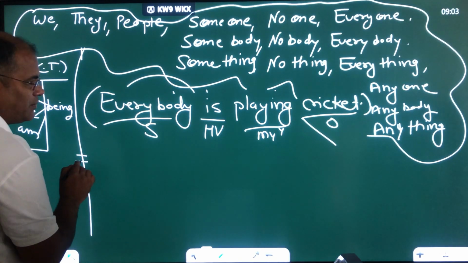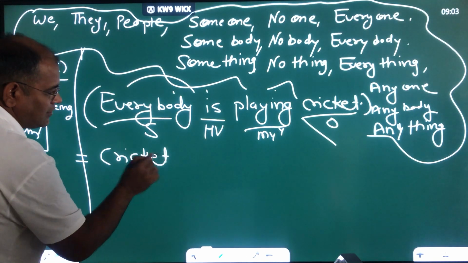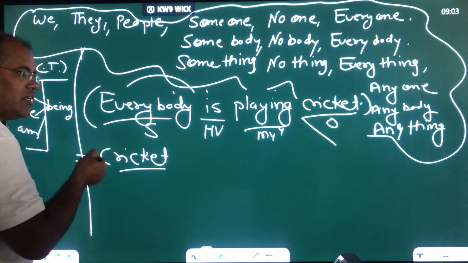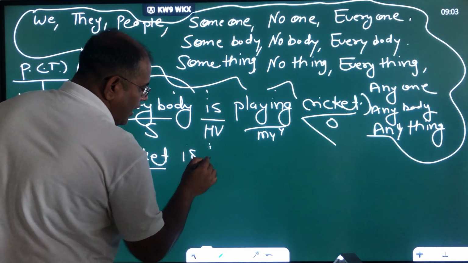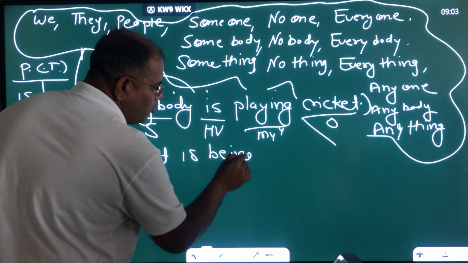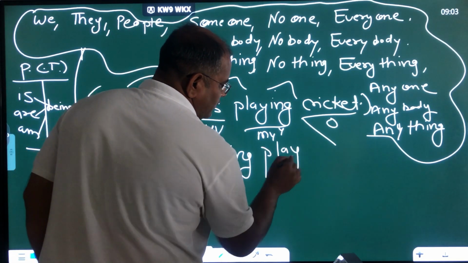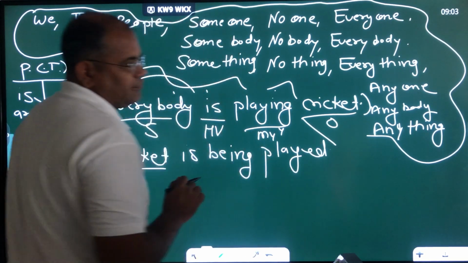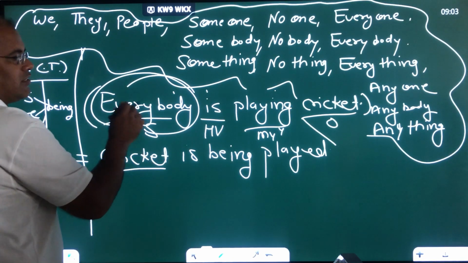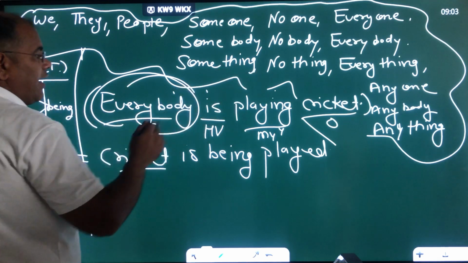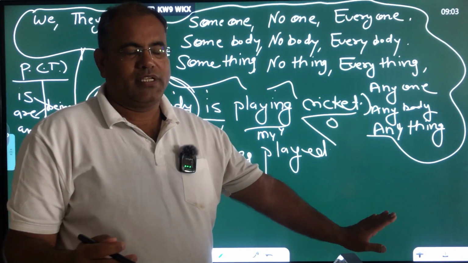First of all, we require the subject, that means cricket. Cricket will be used here as a subject. Cricket is a singular subject, so we have to use is being. Then we have to use MV's third form. Playing now becomes played. And the sentence will be over. Why? Because we are using everybody, which is the unimportant subject, and an unimportant subject will not be used after the MV's third form here. Is that clear?